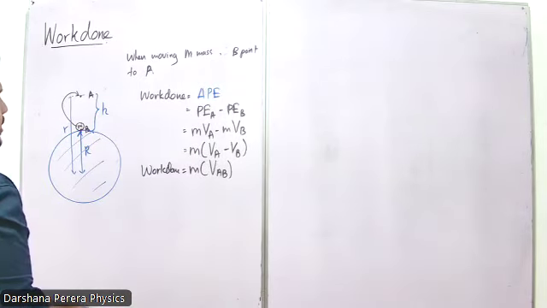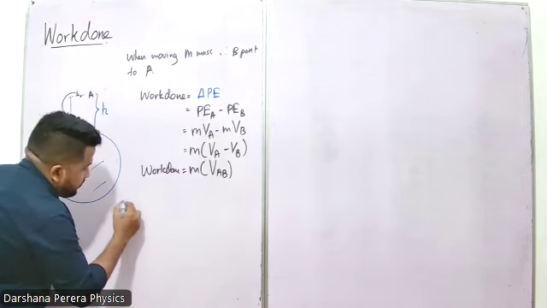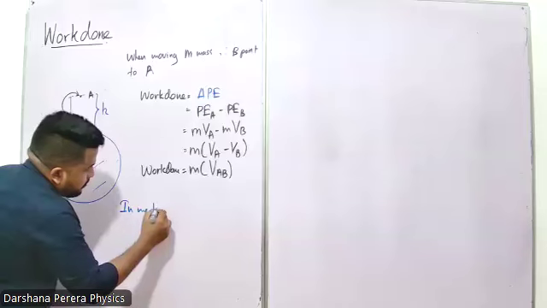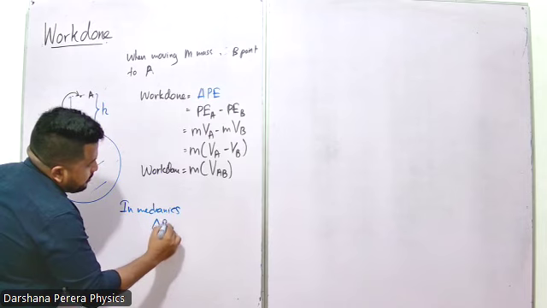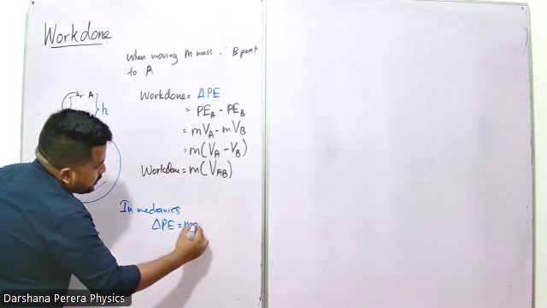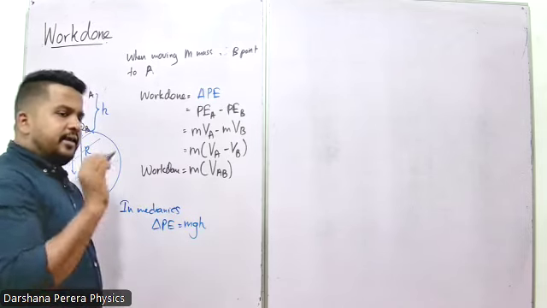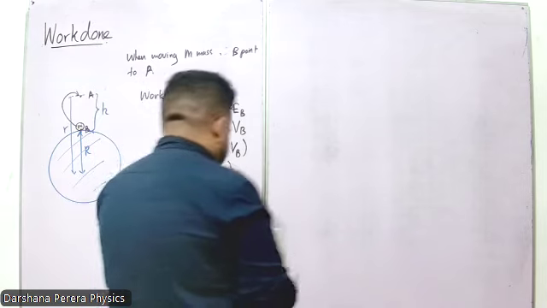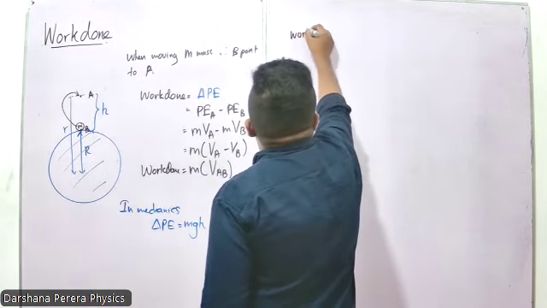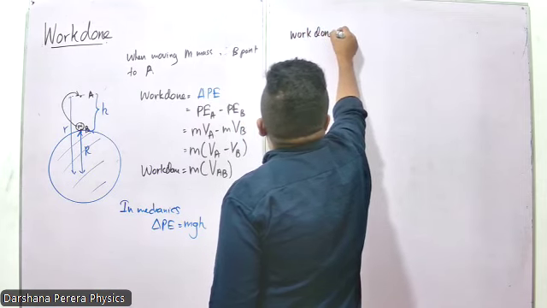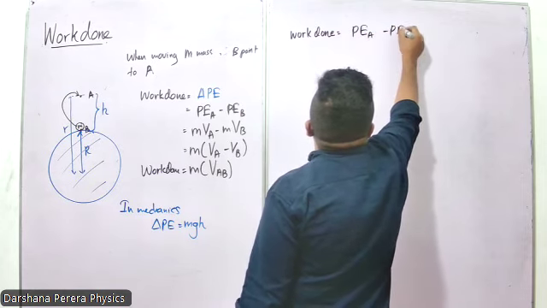Then I will take that one. So in the mechanics, delta V equals mgh, right? Let's see, is that correct? Okay. Work done equals PEA minus PEB. Okay.